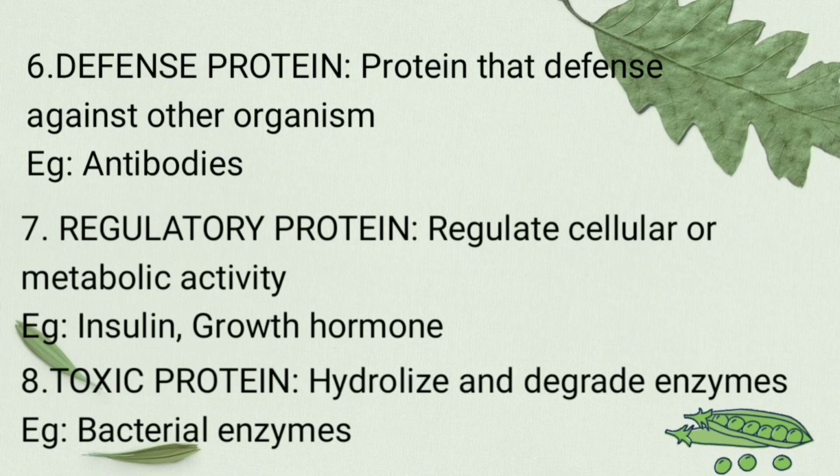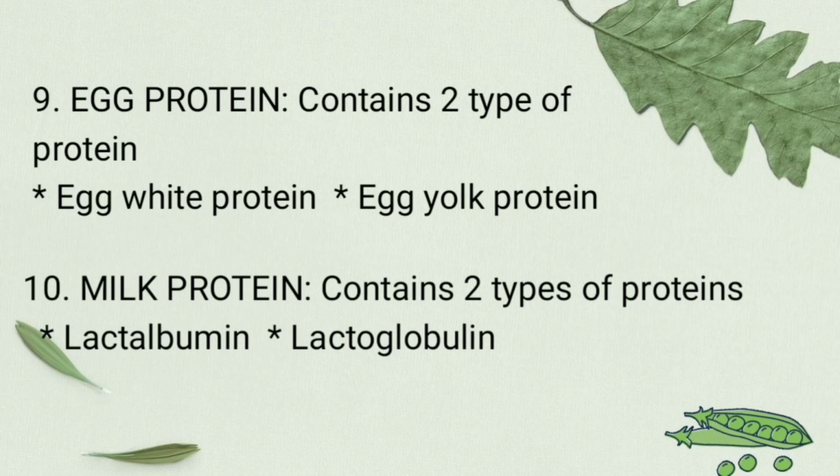Example, antibodies. Regulatory protein. That is, protein that regulate cellular or metabolic activity in the body. Example, insulin and growth hormone. Toxic protein. That is, proteins that destroy enzymes. Example, bacterial enzymes. Egg protein. Egg protein contain two types of protein. First one, egg white protein and second one, egg yolk protein. Milk protein. Milk protein contain two types, that is, lactalbumin and lactoglobulin.